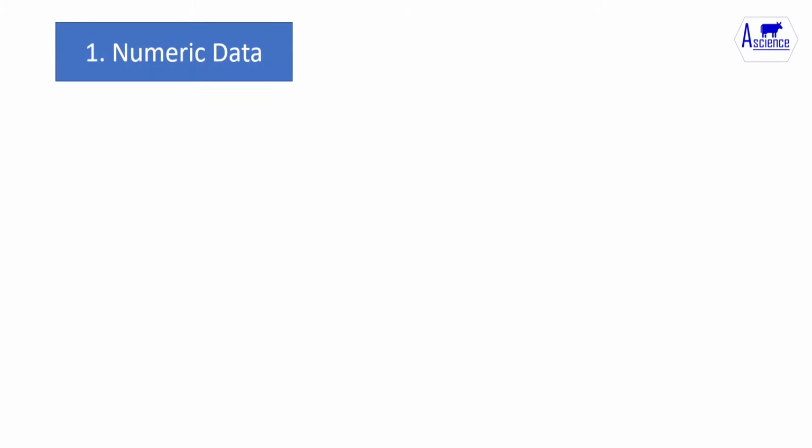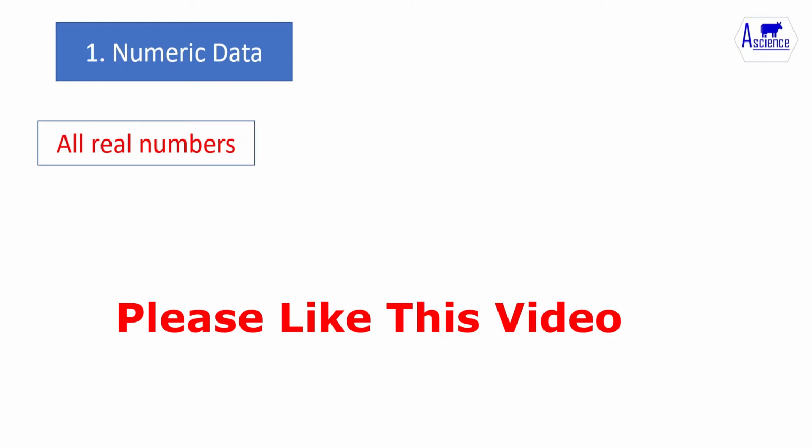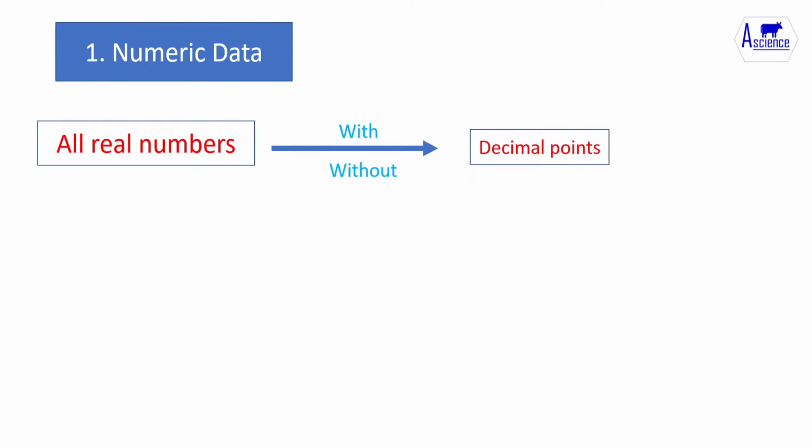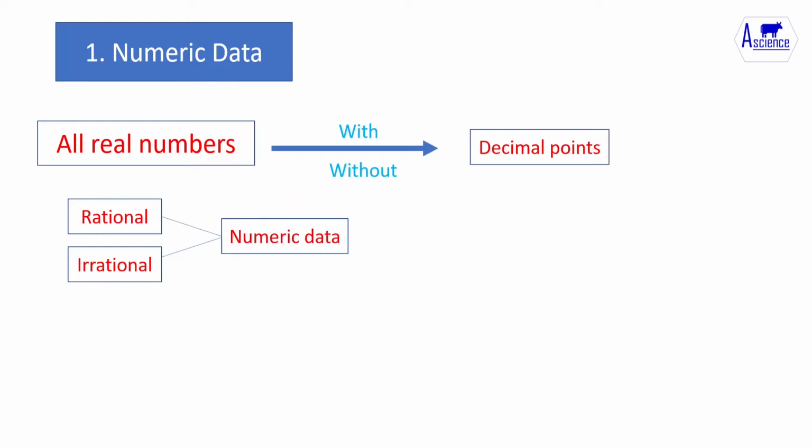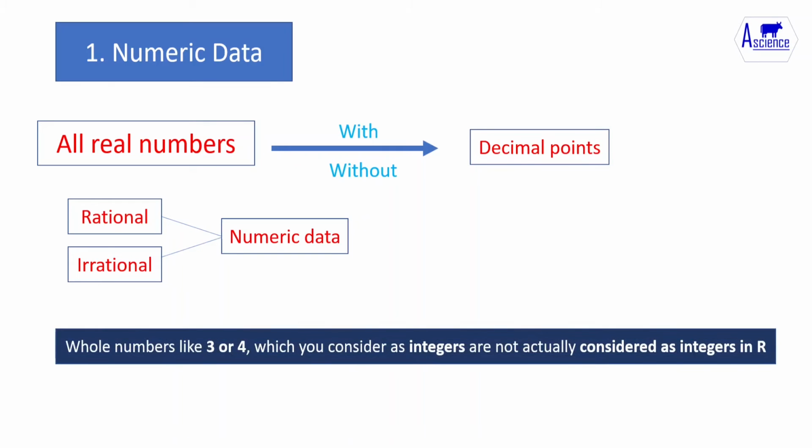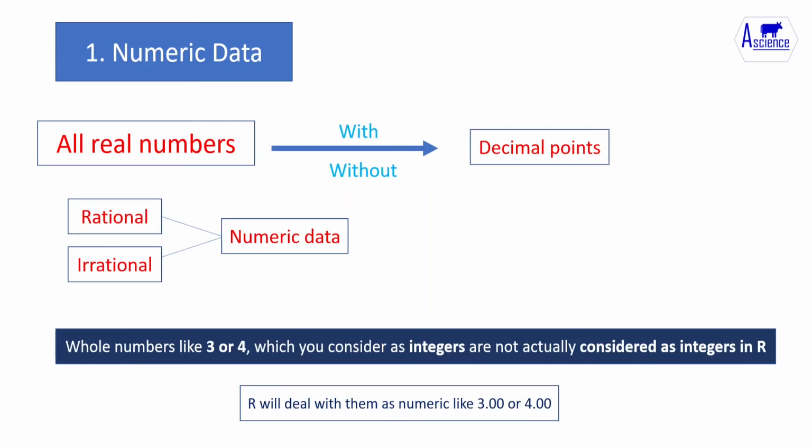We will start with numeric data. In R, all the real numbers with or without decimal points are categorized as numeric data. So both rational and irrational numbers are considered numeric data. It means when you see whole numbers like 3 or 4, which you consider as integers, are not actually considered as integers in R. R will deal with them as numeric, like 3.00 or 4.00.